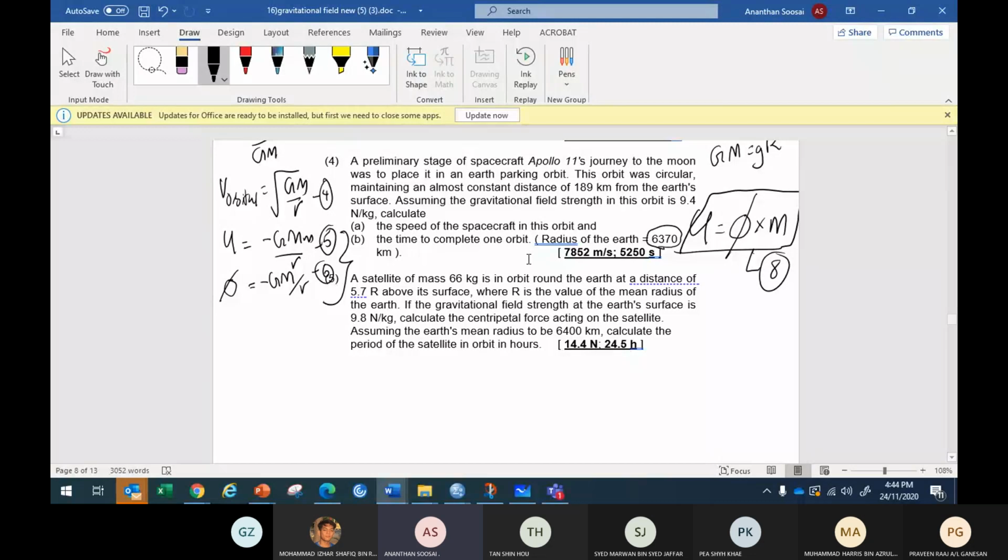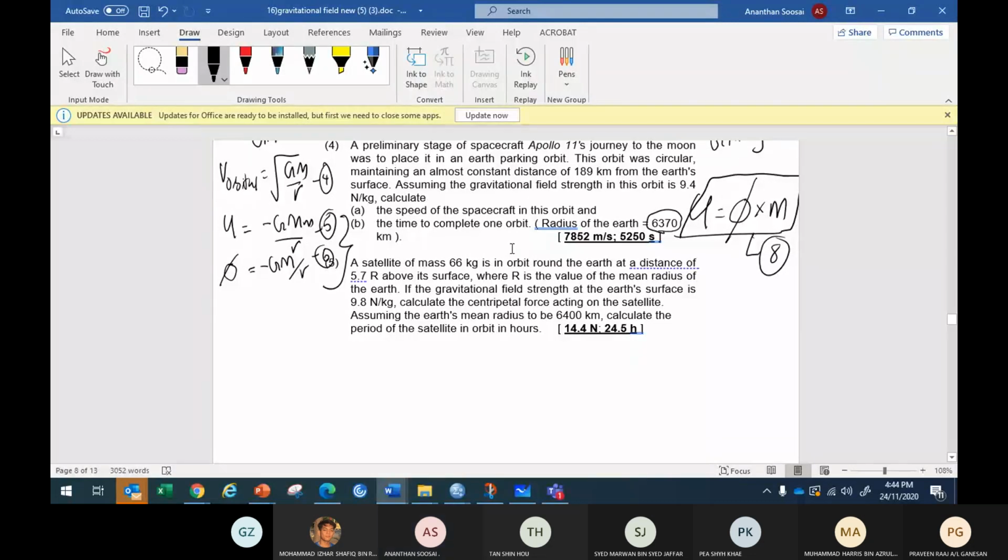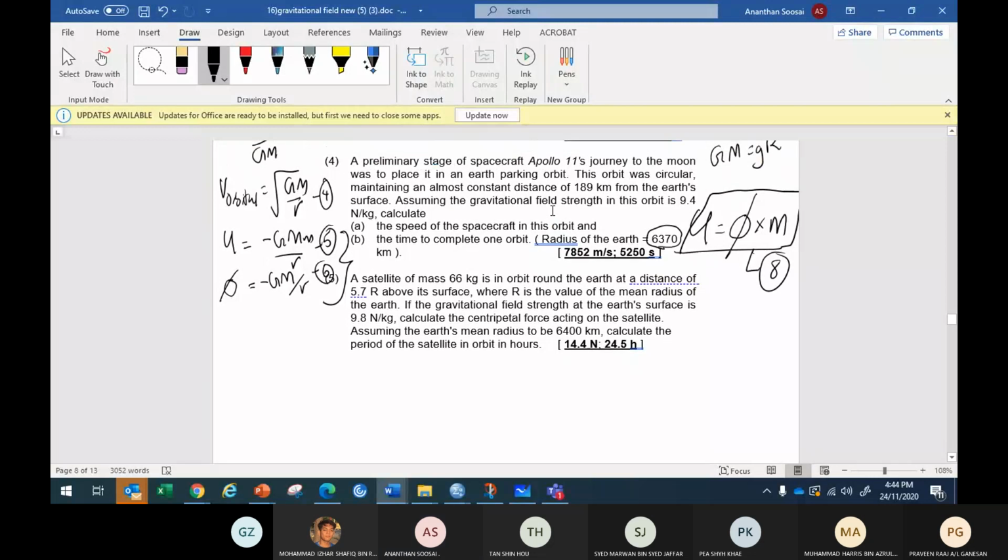Okay, the last one. Three minutes for you. Come on, those who haven't tried, come on, give a try. Try to get the answer working. The last question. Figure out which equation to be used. How do you go about it?